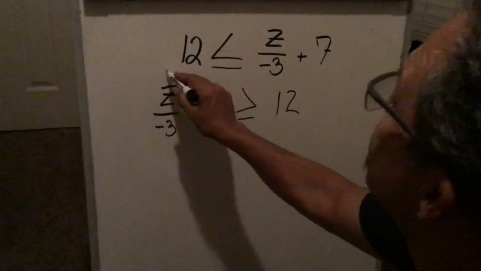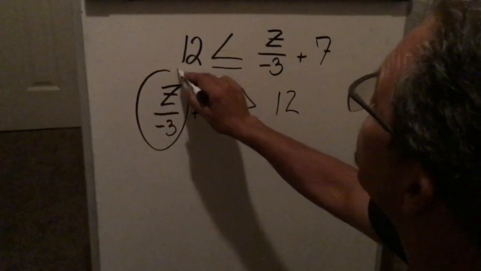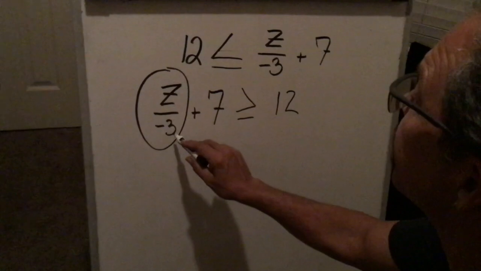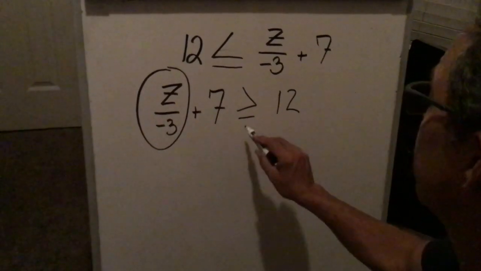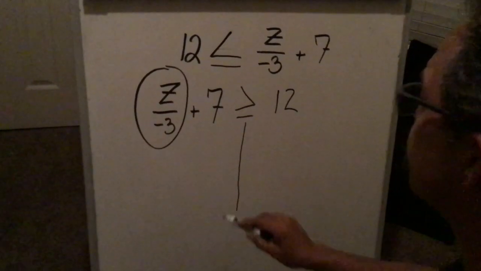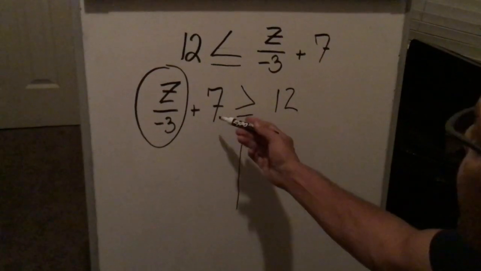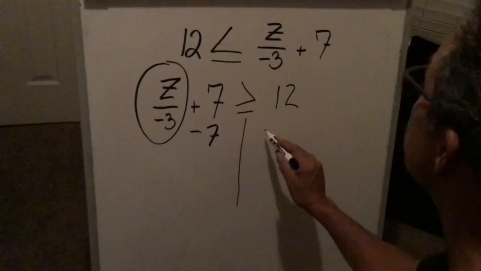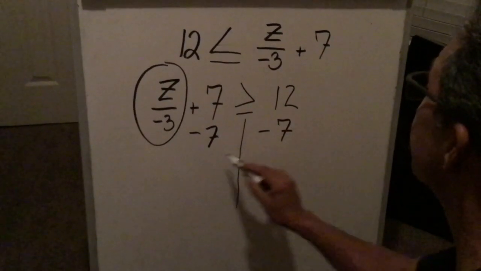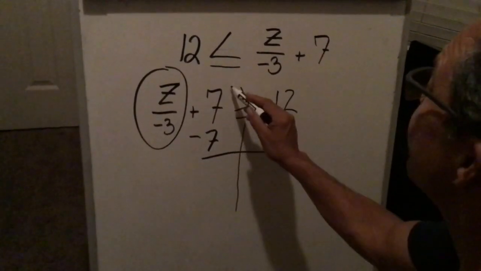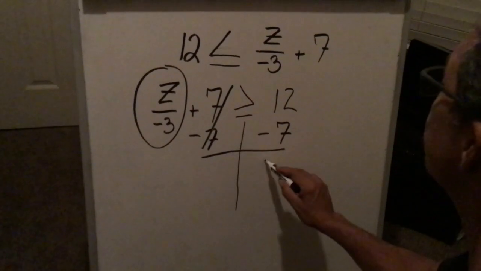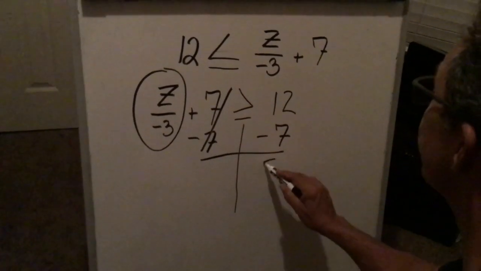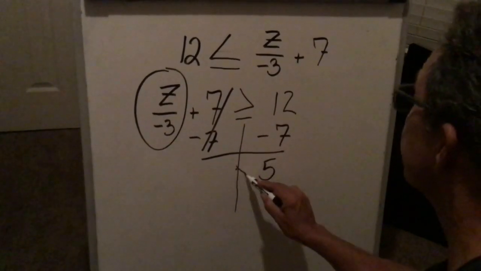Next, I always identify my variable and coefficient. Now we have to be careful because it's negative 3. Break my inequality in two sides. Now I eliminate the constant by using inverse operations. I subtract 7 from both sides. 7 minus 7 cancels out. 12 minus 7 is 5.